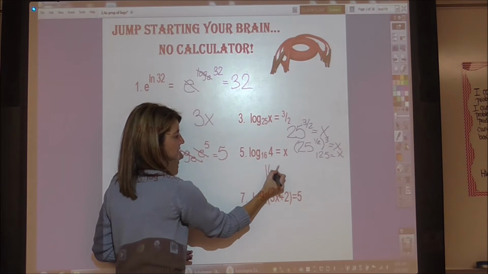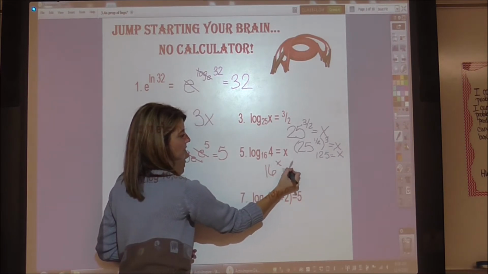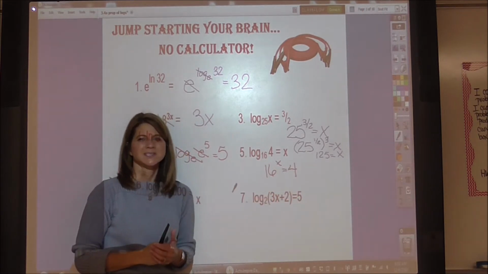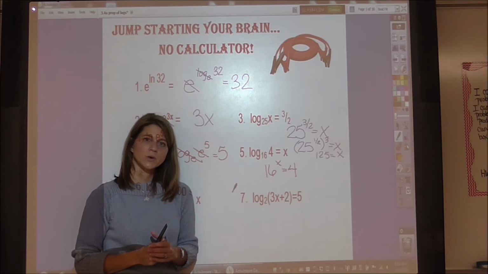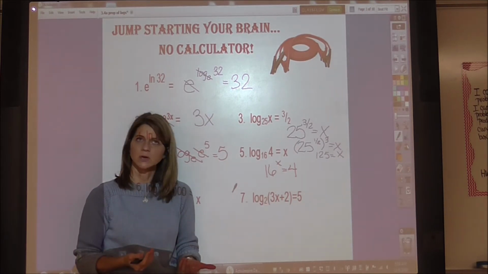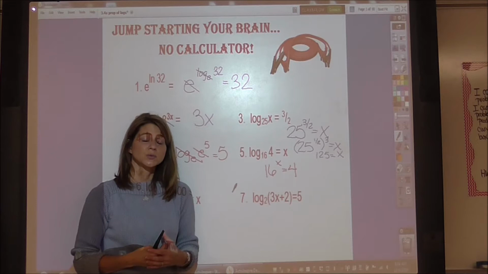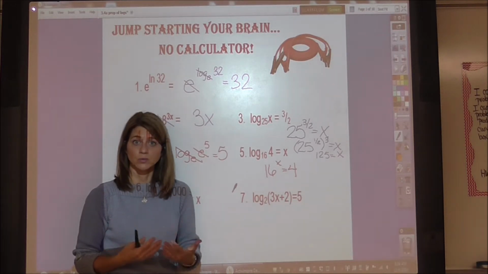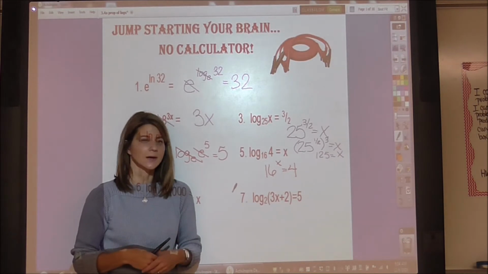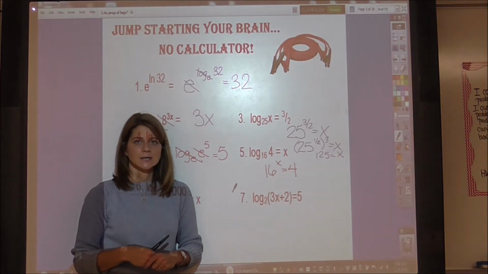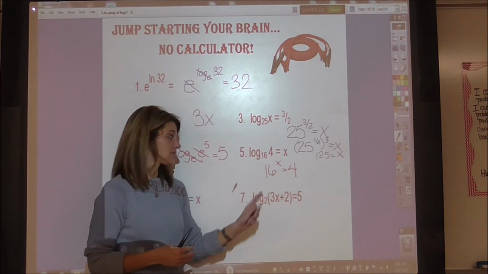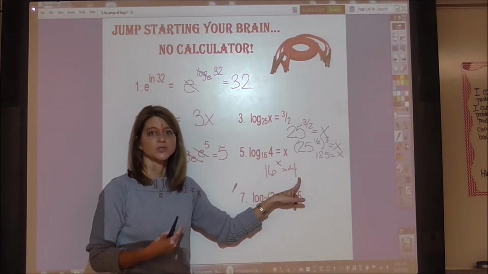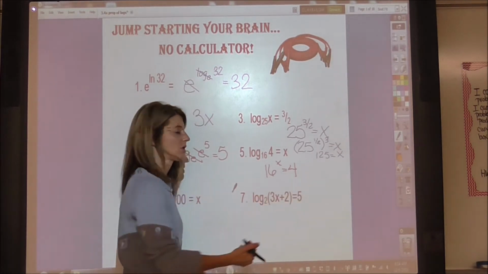So base of 16 to the x power makes 4. 16 to the what power is 4? I know in your head some of you are thinking, well, I'm dividing it by 4. True, but that's not exactly multiplying and dividing. We're doing square roots, cube roots, quarter roots, things like that. What do you think? What can you do to 16 to get a 4? You square root it. And how do you write a square root? Half power.